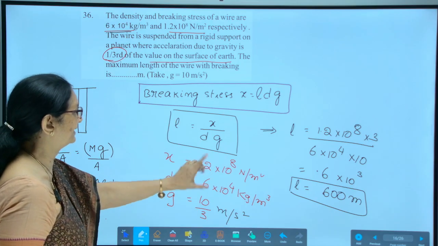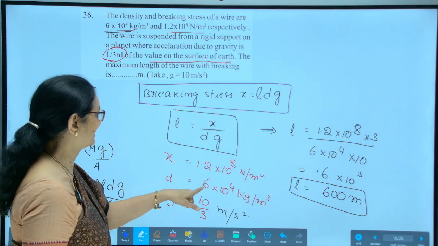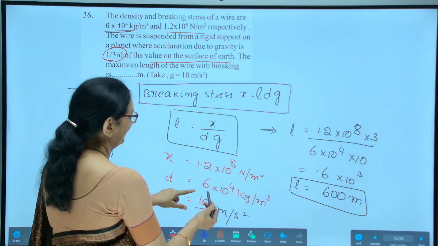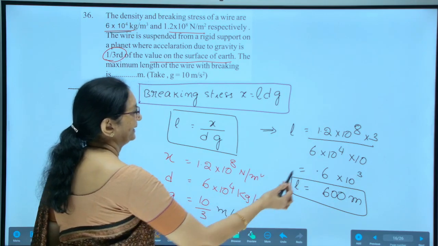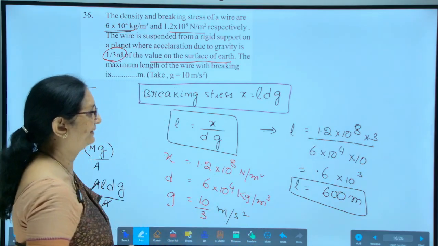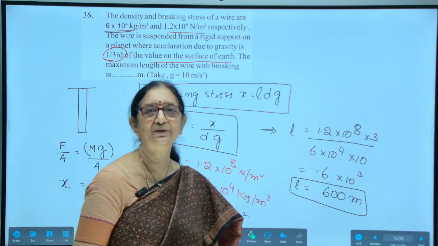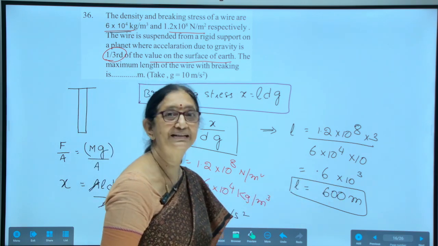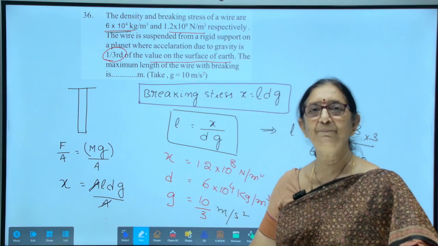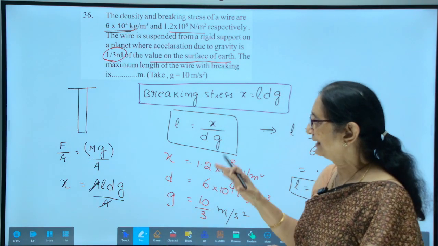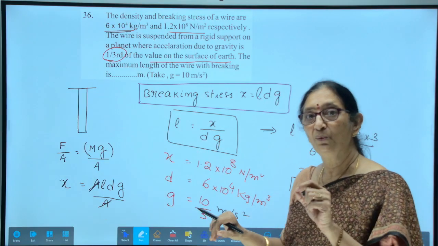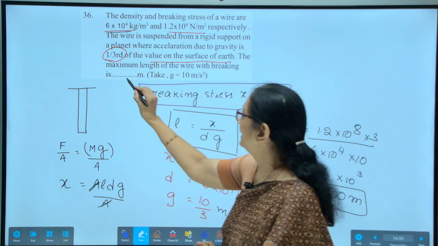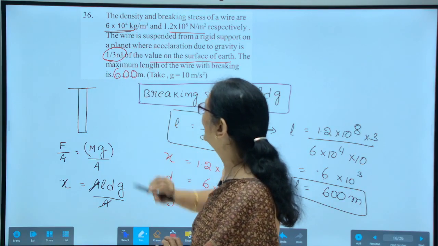So substituting this data in the formula L is equal to X by D G, that is 1.2 into 10 power 8 by 6 into 10 to the power of 4 into 10 by 3. If you simplify that, you get 0.6 into 10 power 3, which is nothing but 600 meters. So the maximum permissible length of the rope that can hang under its own weight within the breaking limit, or within the elastic limit, in this problem is found to be 600 meters.